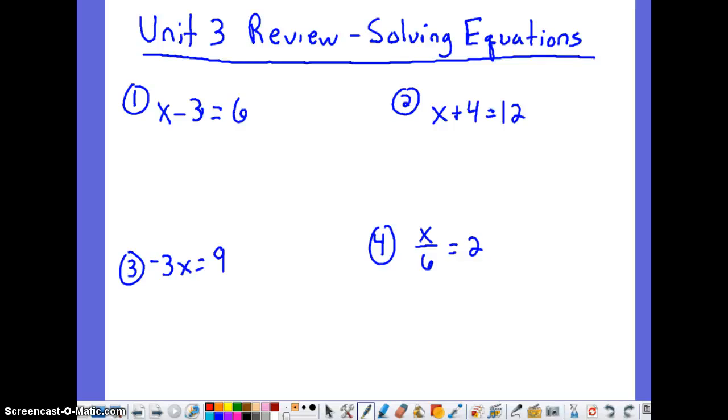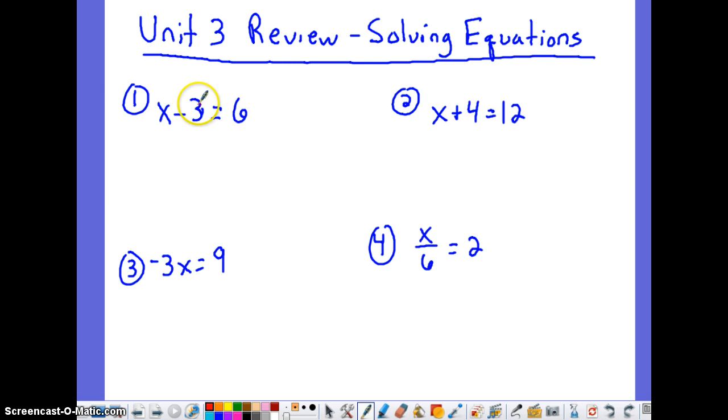This is the Unit 3 review for Intro to Algebra 1. This is the solving equations section. So the purpose of this is to go through and solve for the variable. In this case, all my examples have an x, so we'll be solving for x in each example. We want to get x by itself.